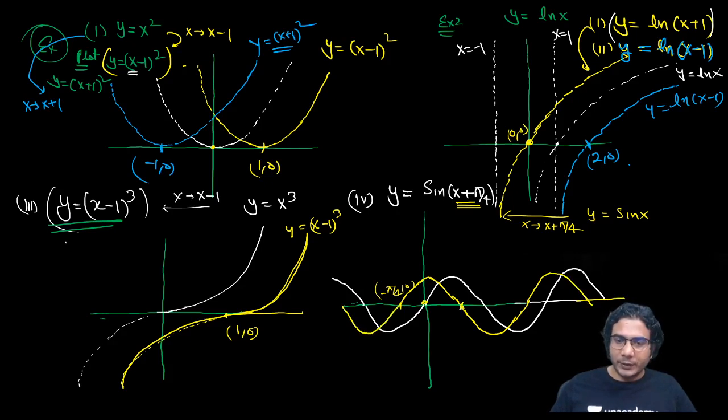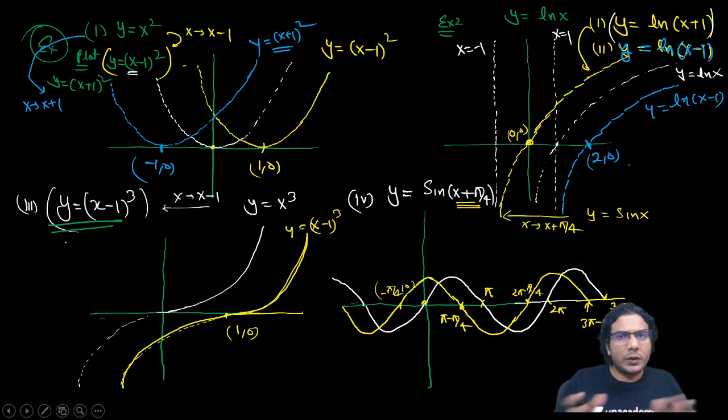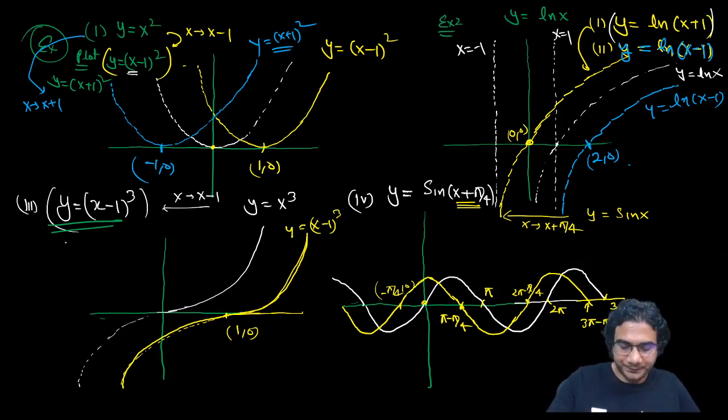So if you want to find this point, it was pi. Now this point is pi minus pi by 4, okay? This point was 2 pi. Now this point is 2 pi minus pi by 4, got it? This point was 3 pi. Now this point is 3 pi minus pi by 4, got it? This is the graph. In this way, it will shift towards left or right if you replace x by x plus a or x minus a. I hope you have got this point, all right?